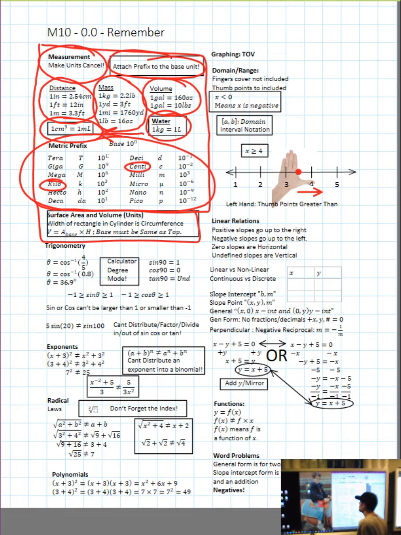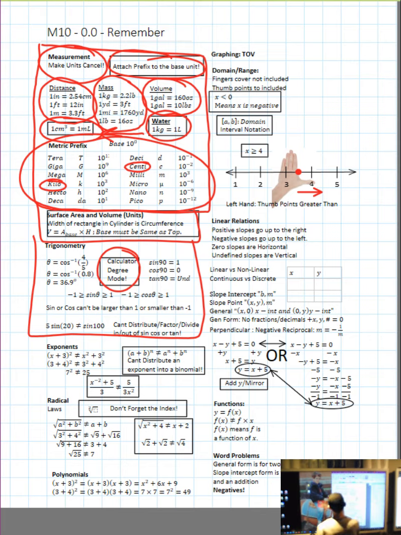The volume of any prism is area of the base times height, and the base must be the same as the top. And the new shapes that we learned, like the cone and the pyramid, their volume formula is just 1/3 of that. So 1/3 area of the base times height. Then we did a bunch of trigonometry with SOHCAHTOA. Remember that your calculator has to be in degree mode. A couple other crazy nerd remembers, whatever.